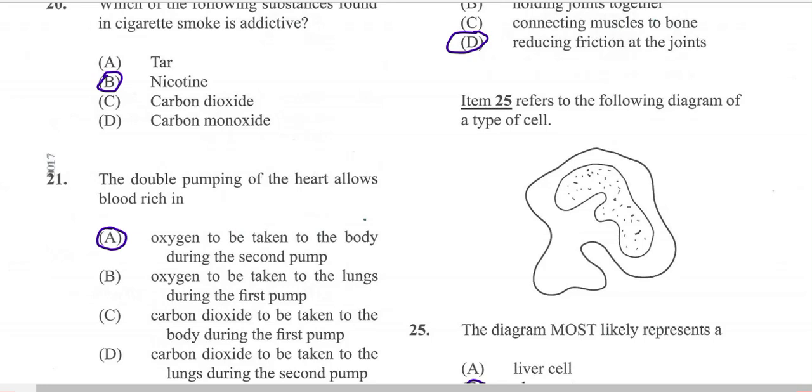Question 21. The double pumping of the heart allows blood rich in oxygen to be taken to the parts of the body during the second pump. So that's our answer here. We have the pulmonary circulation and the systemic circulation, and of course we're looking here at the systemic circulation to be the second. So our answer for 21 is definitely going to be A.